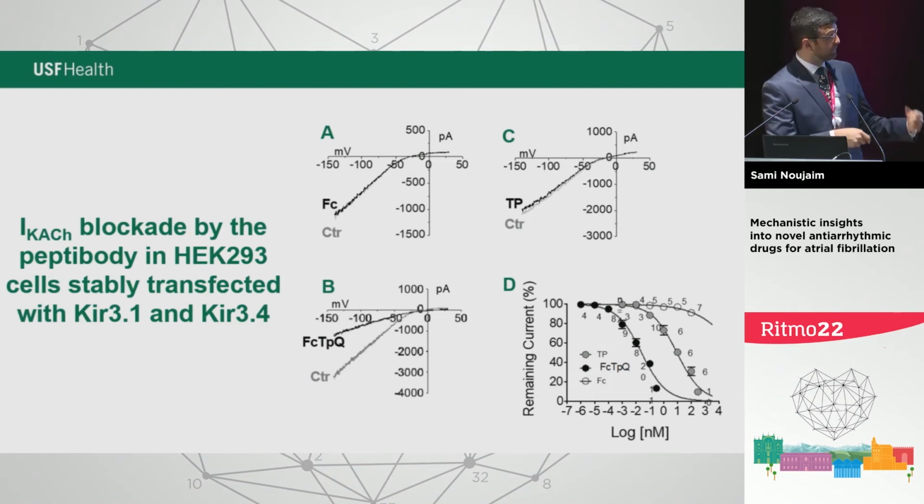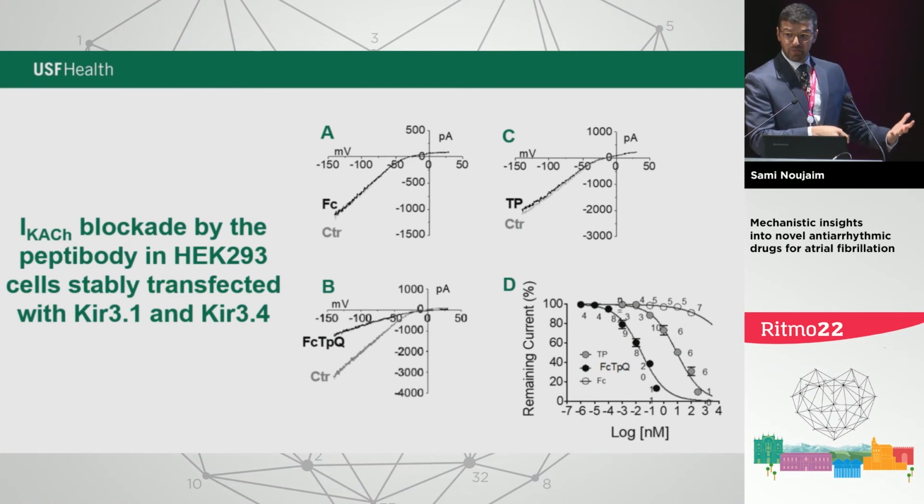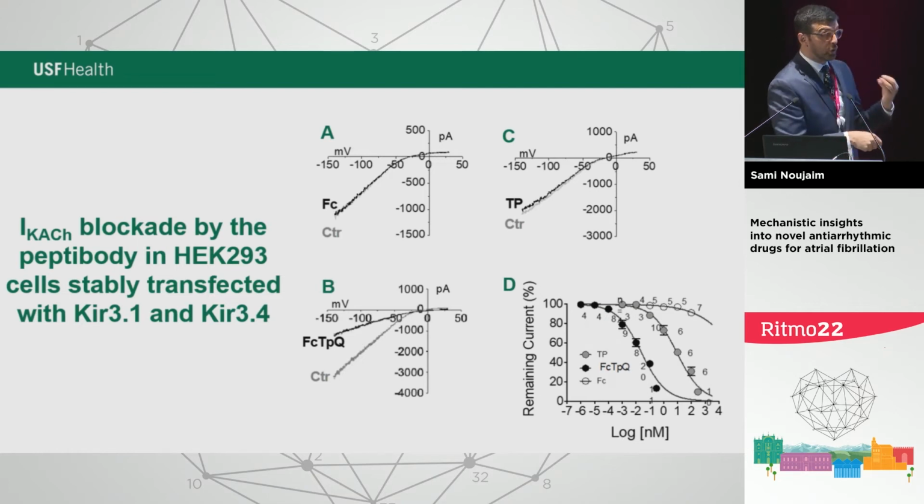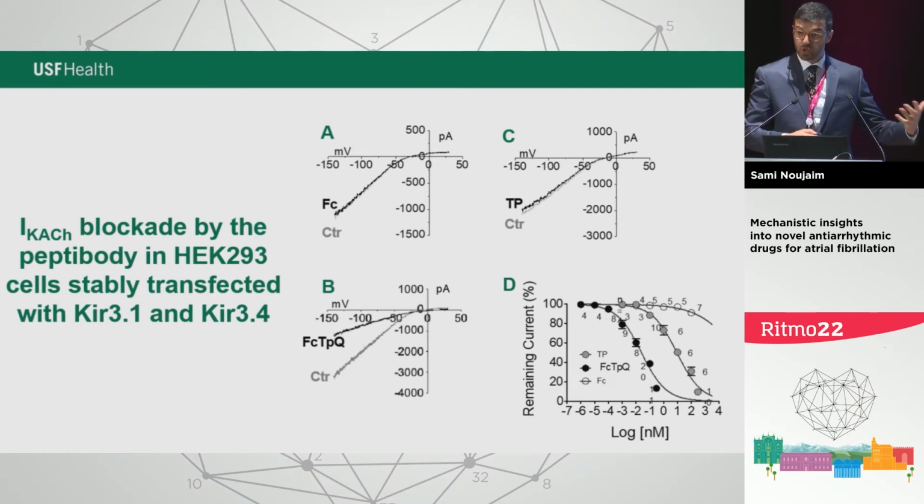So we constructed a dose-response curve in order to compare the IC50, the block by the peptibody, versus by tertiapin-Q versus by Fc fragment. Fc did not affect the current. The IC50 of block with tertiapin was consistent with what is known, about 10 nanomolar. But the IC50 of block by the peptibody was about 25 picomolar, 300 times more potent than tertiapin.